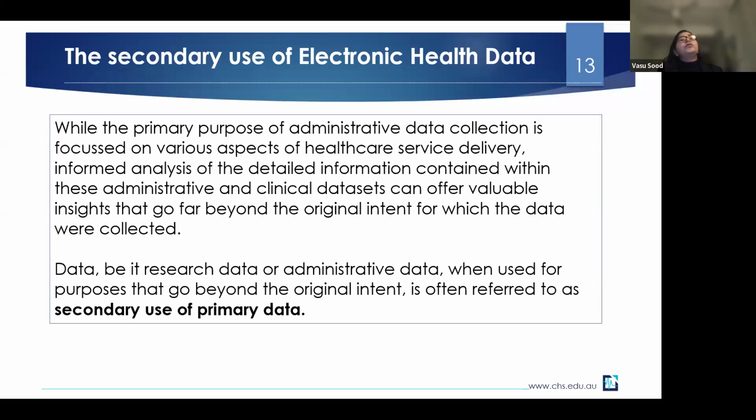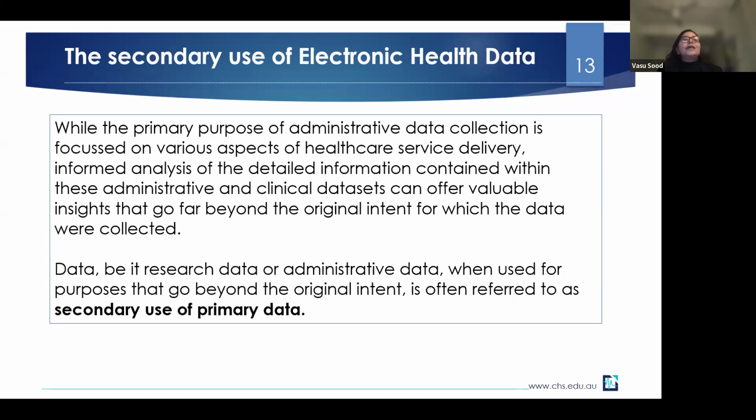It holds the potential to provide much deeper insight. So when we are looking to use that data to understand the deeper meaning of what it can convey, that is called the secondary usage of the primary data. Let me explain with the help of an example. For example, a hospital routinely collects patient admission and discharge data for administrative purposes. That is the primary usage of the data.